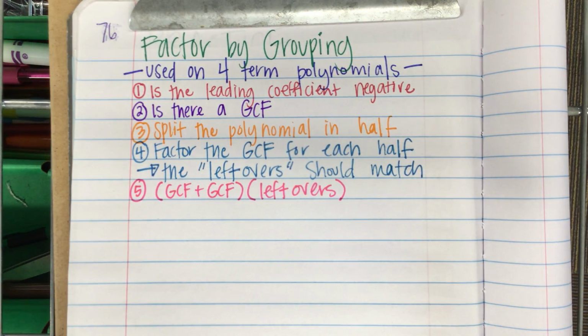So it's used on 4-term polynomials. If you have a 5-term polynomial, we can't do this. We just do the first two steps, leading coefficient and greatest common factor, and then we're done. If it's a 4-term polynomial, 4 terms, 4 individual separate terms, this is what we do.